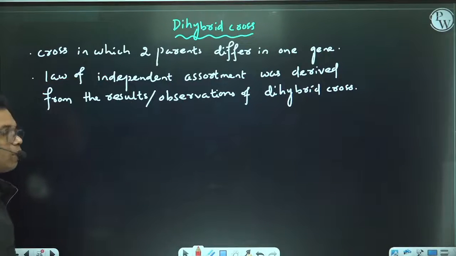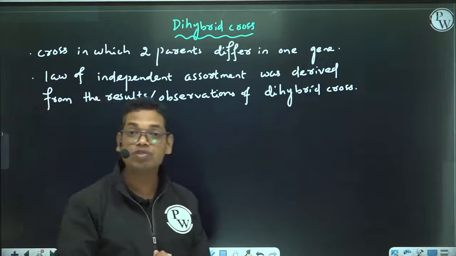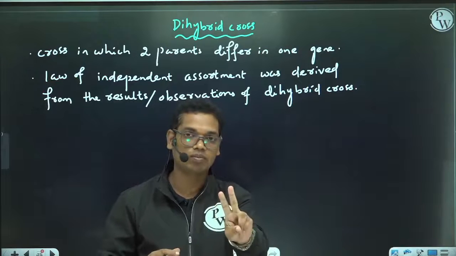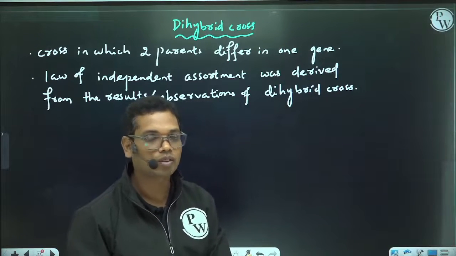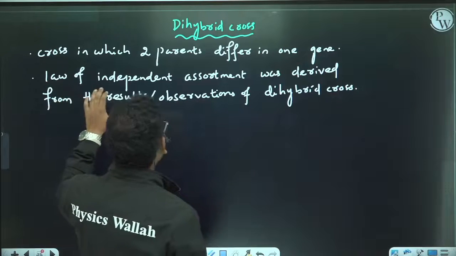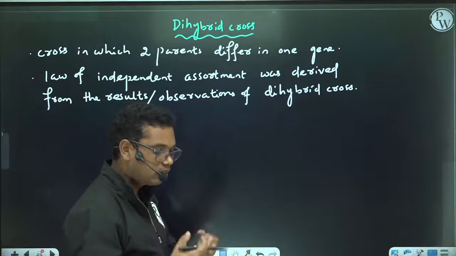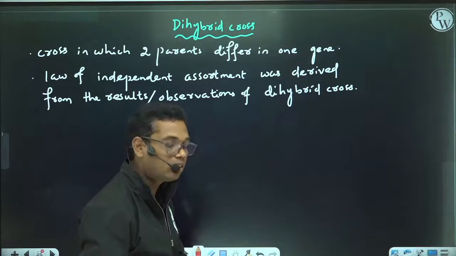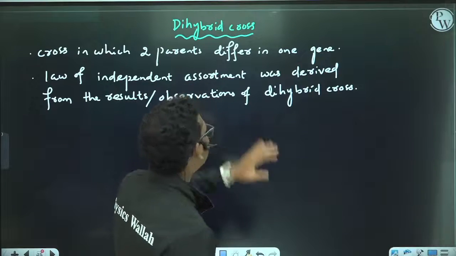Now, what about the dihybrid cross? When two individuals are crossed, and if the two individuals resemble each other in all genes except two genes, then that cross will be called a dihybrid cross. When Mendel performed the dihybrid cross in pea plants, from the observations of his results, he proposed the law of independent assortment.